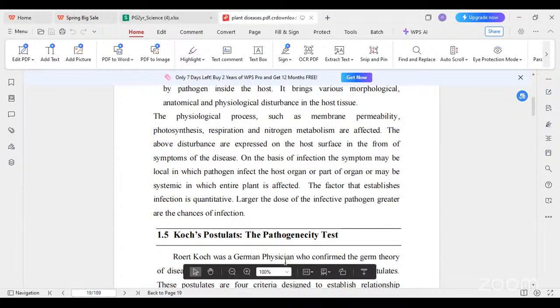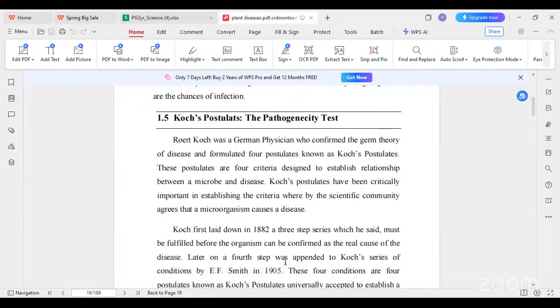And Koch's postulates. Robert Koch was a German physician who confirmed the germ theory of disease and formulated four postulates known as Koch's postulates. These postulates are four criteria designed to establish a relation between the microbe and disease. The postulates have been critical and important in establishing the criteria whereby the scientific community agrees that a microorganism causes a disease.